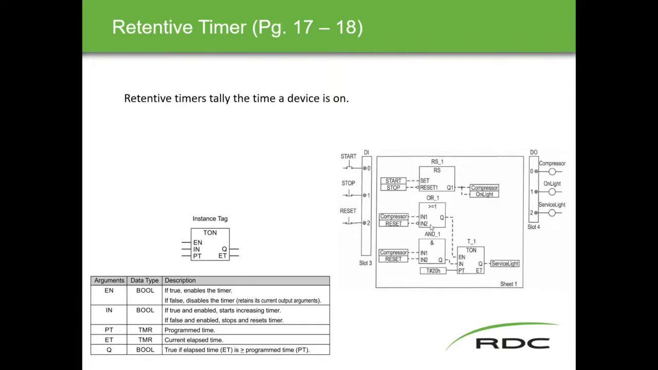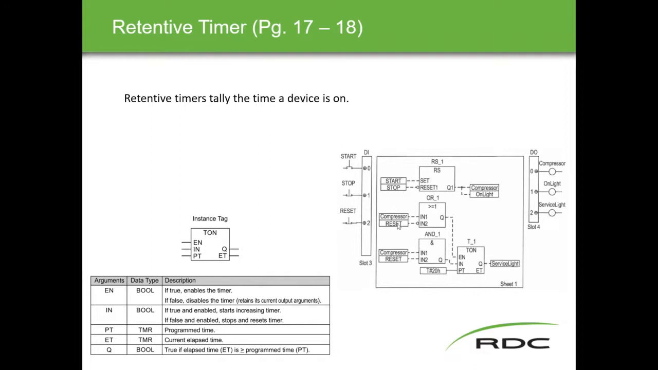It's an OR, so one or the other turns this Q positive or into a one, and it enables the timer, so the timer starts counting. I'm counting, and it'll continue to count as long as it wants to, up to 20 hours. After 20 hours, it's going to turn on a service light.